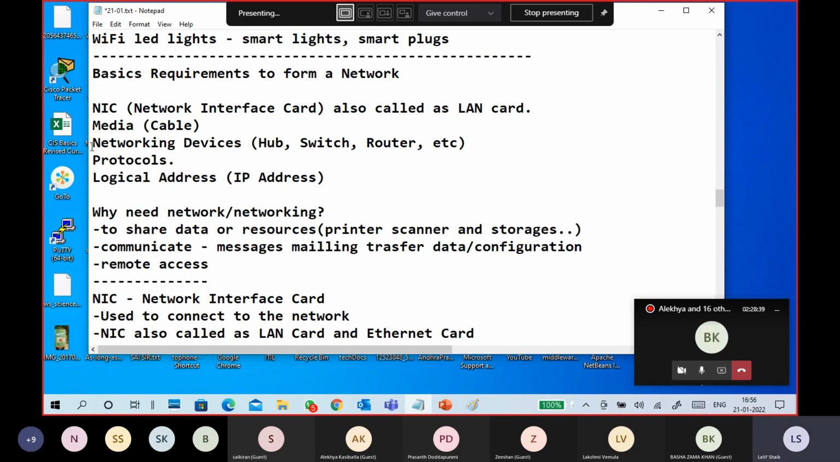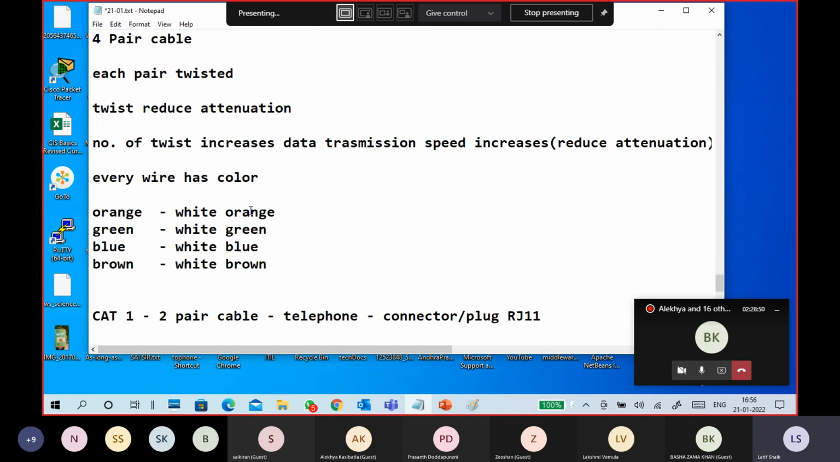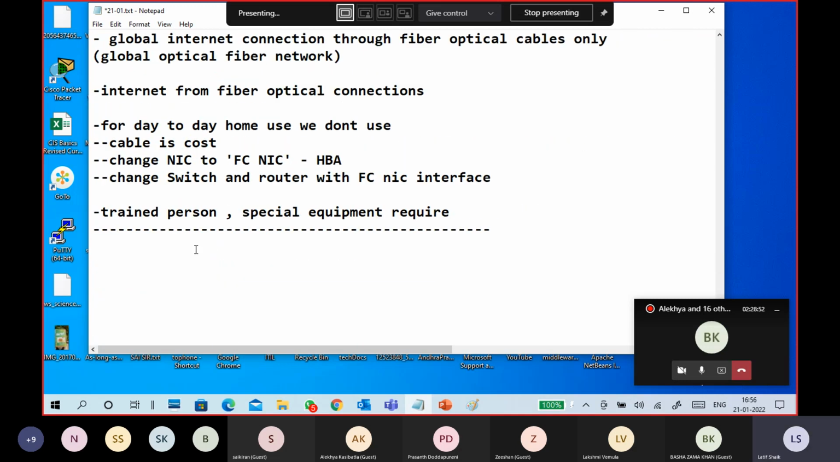So here are the devices. We'll go through the devices and protocols and port numbers. Also, we'll see what devices we use in the network. So after a small break.